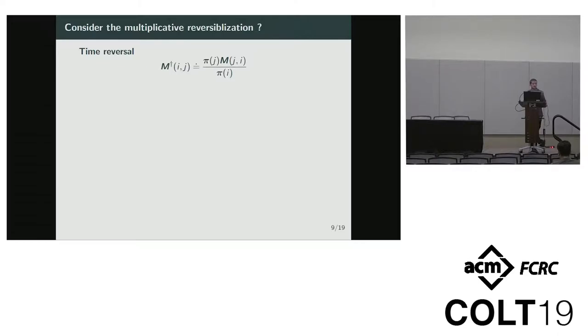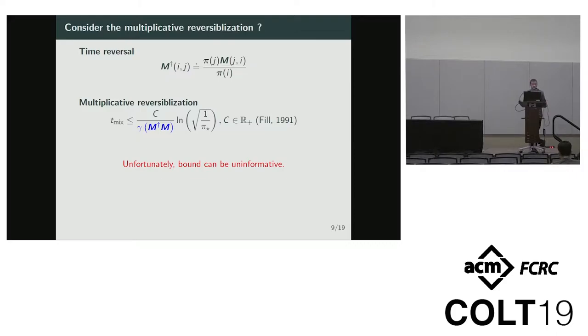Let's say I define the time reversal of a chain. There are other results that say, okay, now if I multiply my time reversal and my original kernel, I get another chain. This chain is now reversible. And somehow the mixing time is upper bounded by 1 over the spectral gap of this new chain. So perhaps this is one way I could get some nice upper bounds on my mixing time.